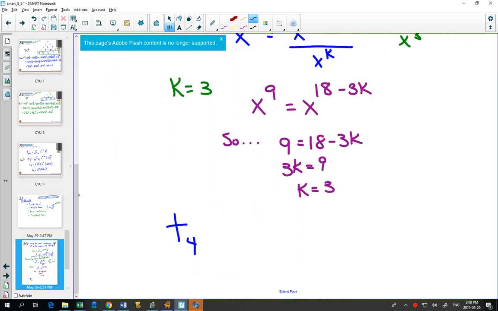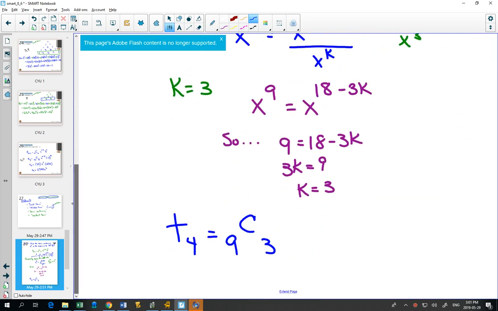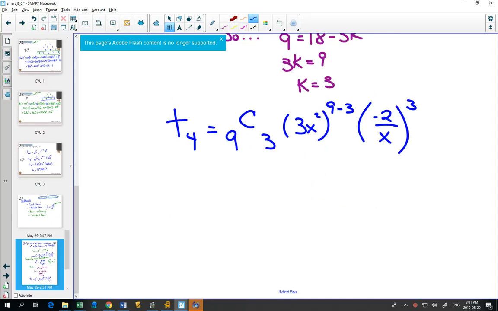And now we can go through and find the rest of the term. We know that our exponent was 9. It'll be 9 choose 3. Our a value was 3x squared, so 3x squared to the 9 minus 3. And our b value was negative 2 over x to the 3. Again, simplify each thing separately. 9 choose 3 is 84.